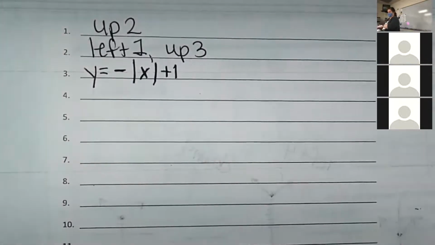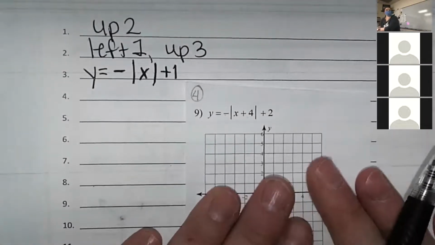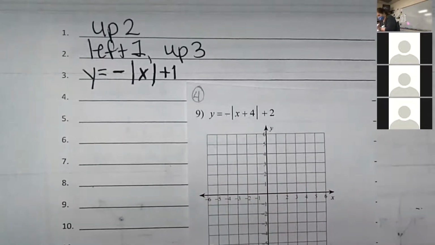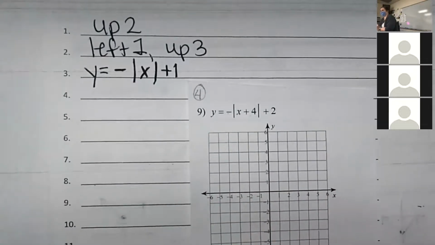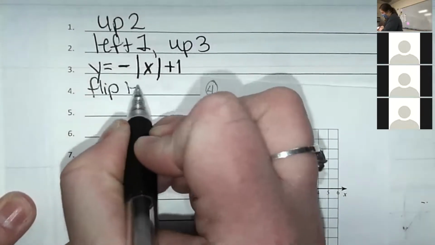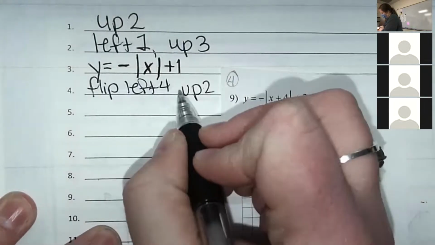Okay, let's look at number 4. They give you an equation, so what do you have to do? Flip. Left 4, up 2. So write that. Flip. Left 4, up 2.